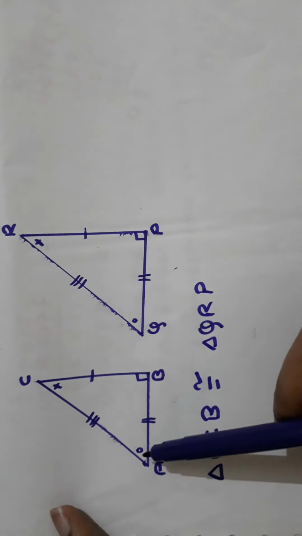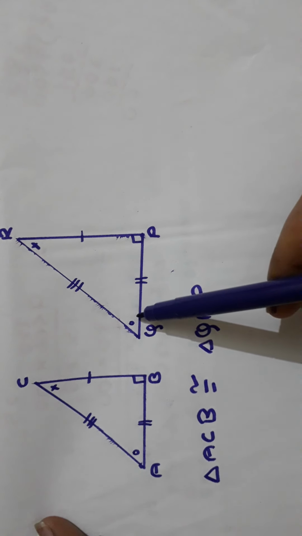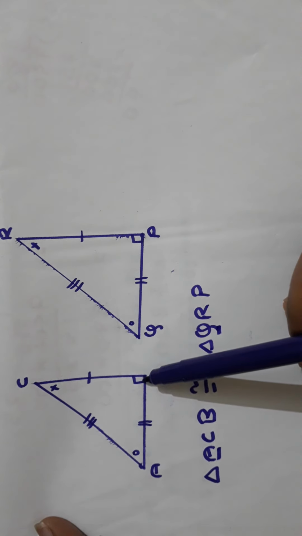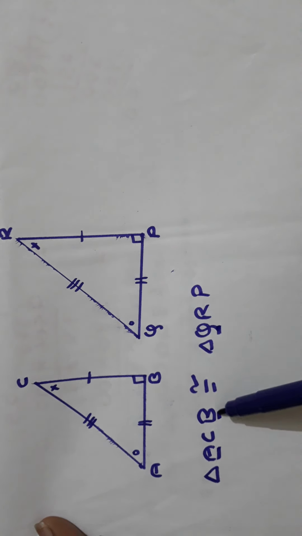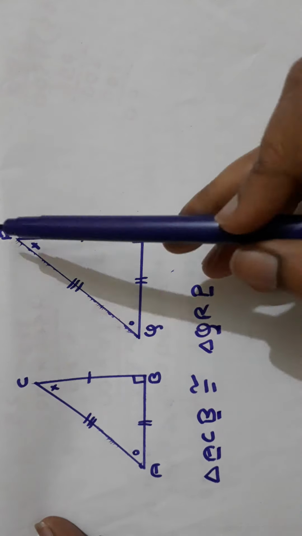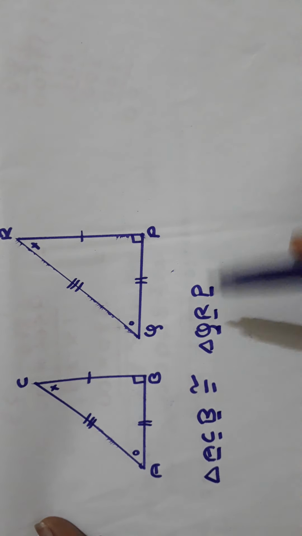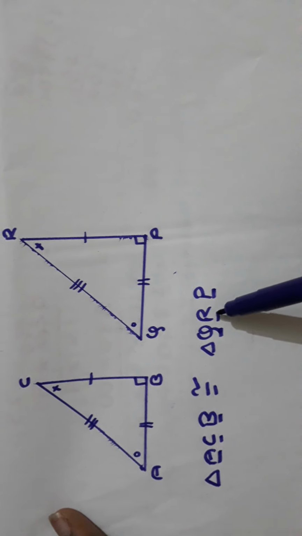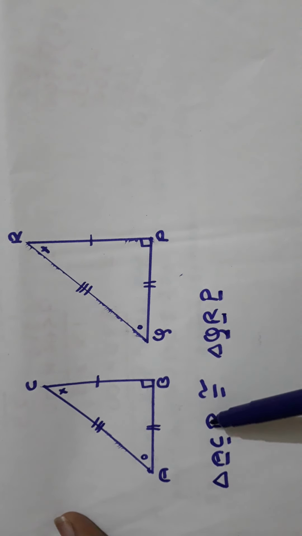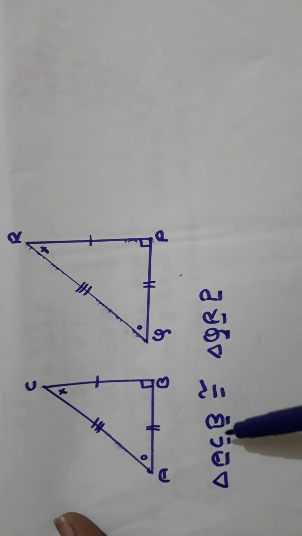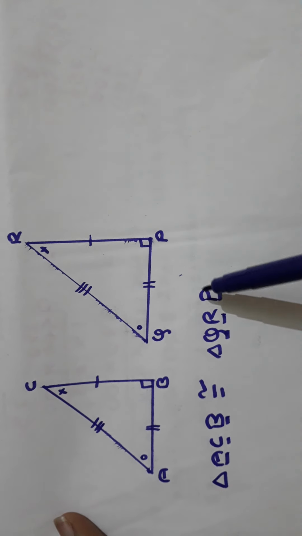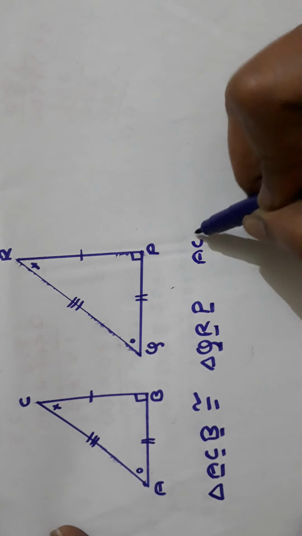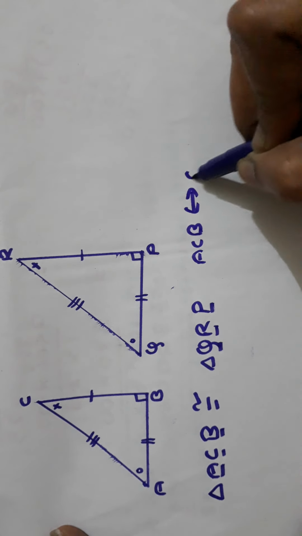Now you can see that angle A is congruent to angle Q. Yes, right. Angle B is congruent to angle P. Yes, this is also right. And angle C is congruent to angle R. This is also right. Now even you can see the sides. AC is congruent to QR. AB is congruent to QP. Yes, this is also true. And BC is congruent to RQ. Now with the help of the congruency, we can write the correspondence. ACB corresponds to QRP.